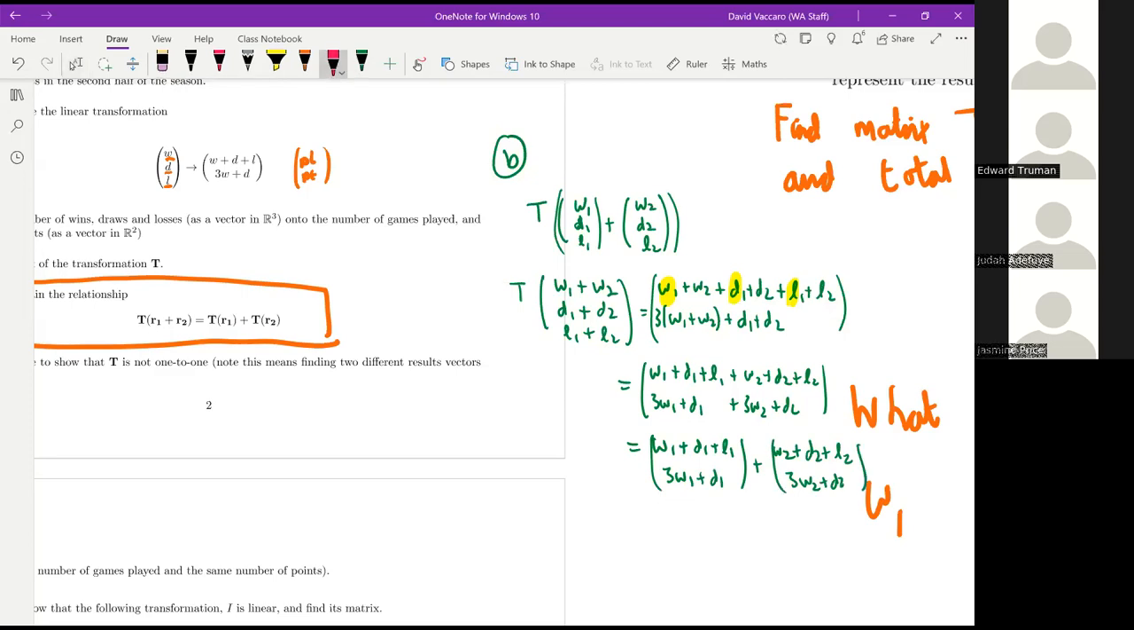And then recognize that these 2 vectors are just the matrix T applied to the first half of the season plus the matrix T applied to the second half of the season, which is what we wanted to show. Okay, so this is the verification.